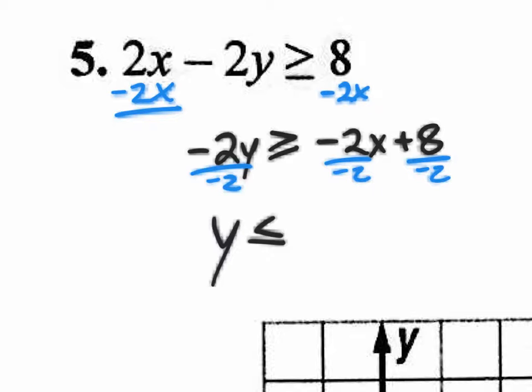Because I divided by a negative. Now, if you don't divide by a negative, like if I would have just divided by 2, divided by 2, divided by 2, you don't flip it, you just bring it down. But because you divided by a negative on your last step, you have to flip that inequality symbol.